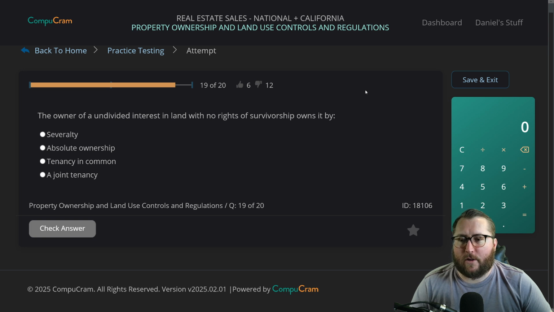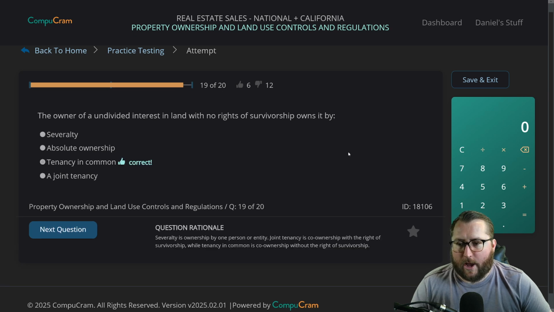Question 19. The owner of an undivided interest in land with no rights of survivorship owns it by... There needs to be a comma in here. A, severalty. B, absolute ownership. C, tenancy in common. D, a joint tenancy. The owner of an undivided interest in land with no rights of survivorship owns it by... I'm going to go tenancy in common. Again, did we already do that one? Correct. You hear my cat? Tenancy in common.